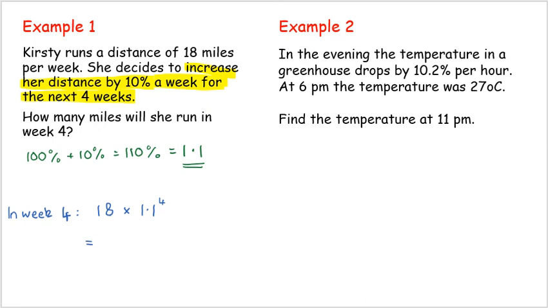And then it's as simple as just putting that in your calculator. So 18 times 1.1 to the power 4, which gives us 26.3538. Although it's not told me about any rounding specifications, I'm going to write my unrounded answer first. It's not too long a decimal. And then if you want to round that after, then you can. So let's just say she runs 26 miles.